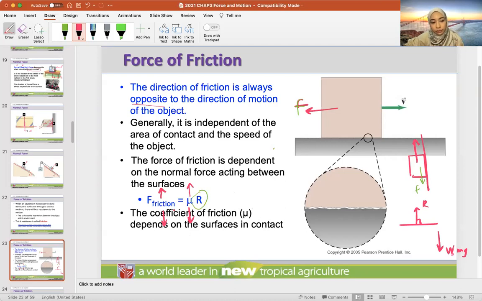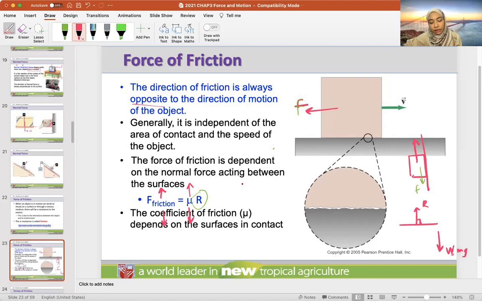Okay, so it's called mu. What is mu? Coefficient of friction. Saya dah cakap 3 kali at this point. Kalau ada orang tanya saya mu tu apa, tolong rotan diri sendiri. So what is mu? Mu is coefficient of friction.